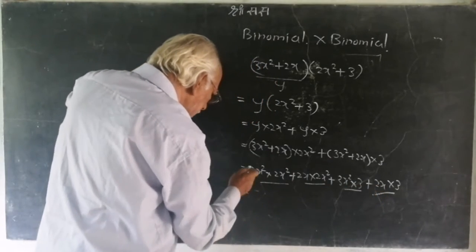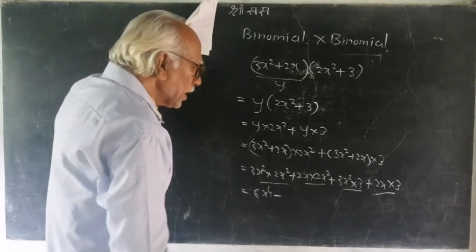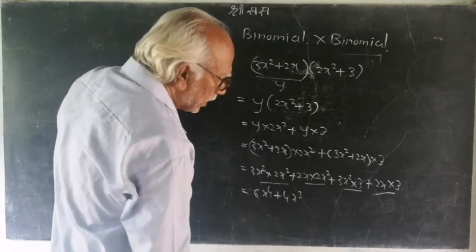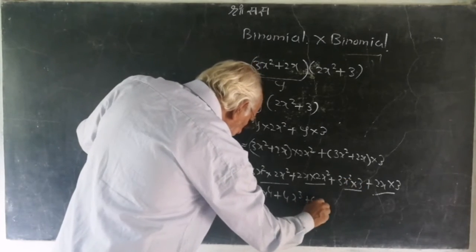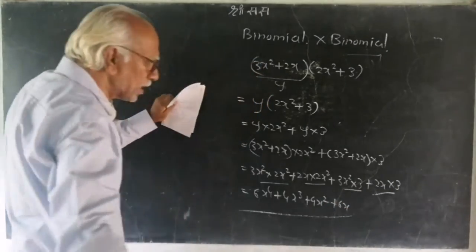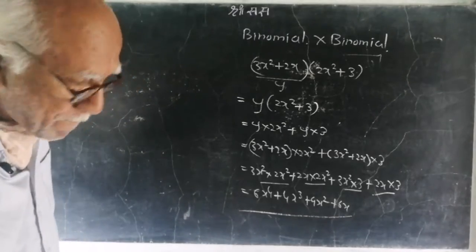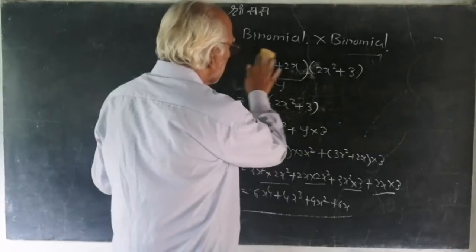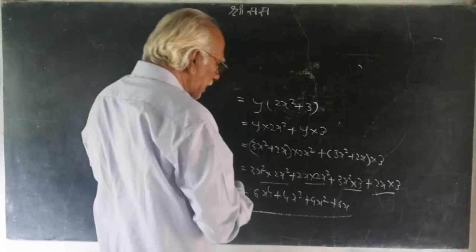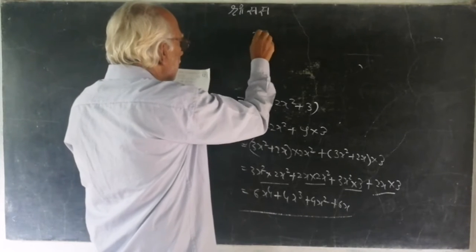What is the first product? 3 into 2 is 6, x square into x square is x fourth. Here 2 into 2 is 4, x into x square is x cube. Here 3 into 3 is 9, x square is x square, and here 3 into 2 is 6 and x is x. In this particular fashion we can take the product of binomials. Now we can move to do it directly, by thinking and writing directly.